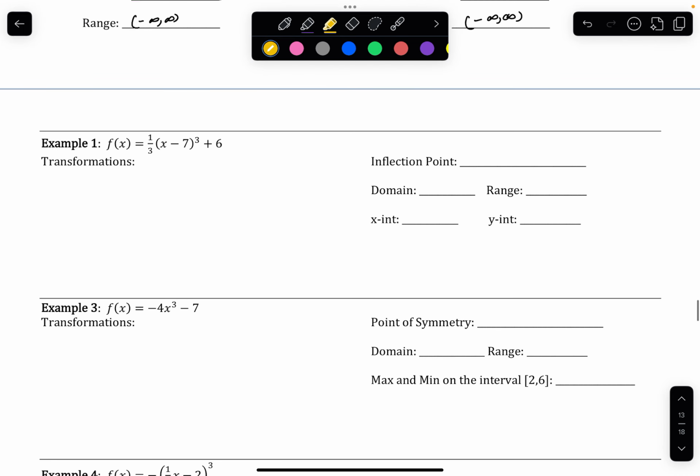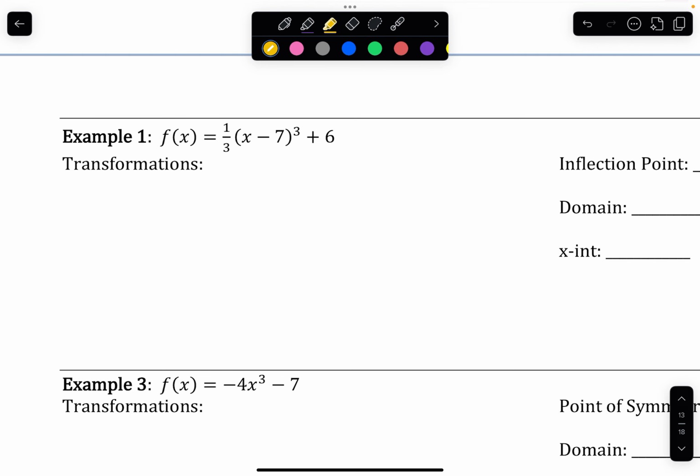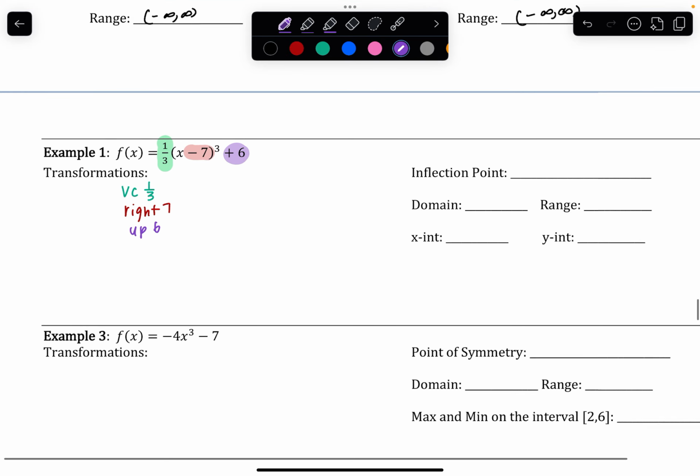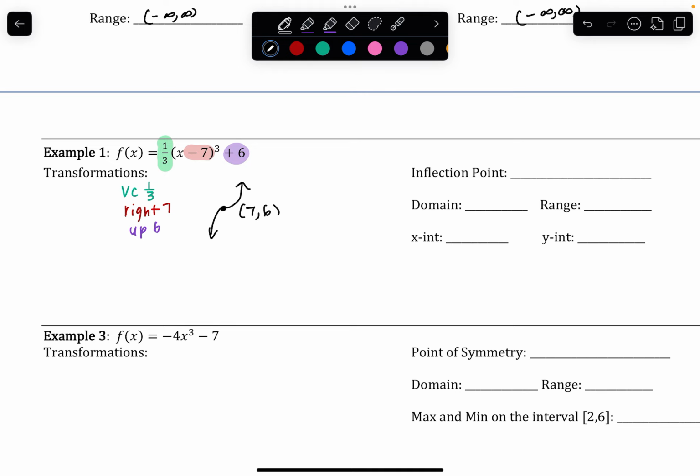And then now going back to example 1, they want us to identify transformations. And so we have 1, 2, 3 transformations. The first transformation is a vertical compression by 1/3. Second transformation is a right 7. And then last transformation is an up 6. Okay, and so if we're picturing this on the graph, it's still opening up to the right, down to the left, and right 7, up 6 would be our inflection point. Domain, all real numbers all the time. Range, all real numbers all the time, because of that S shape.